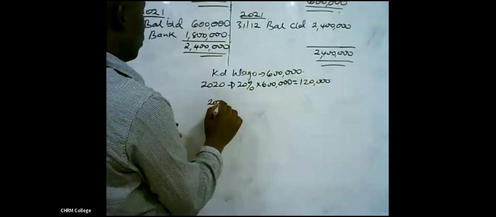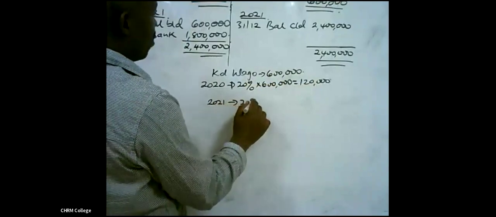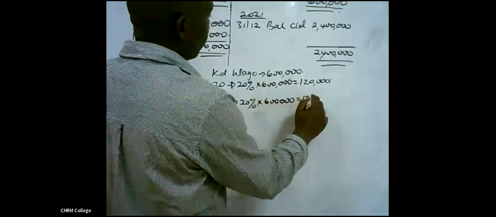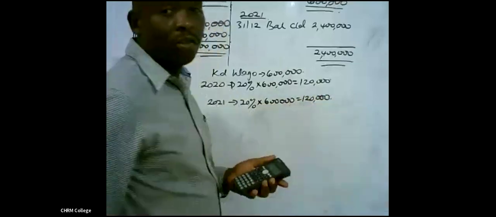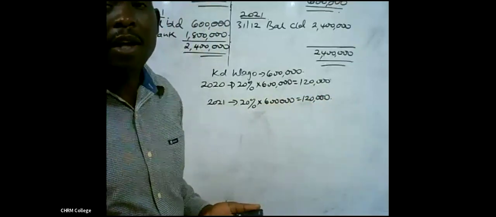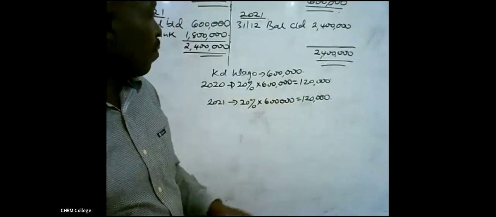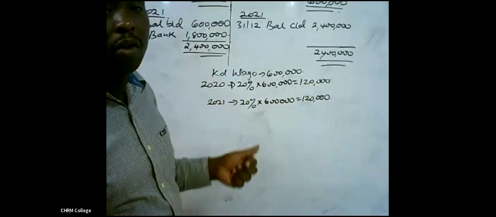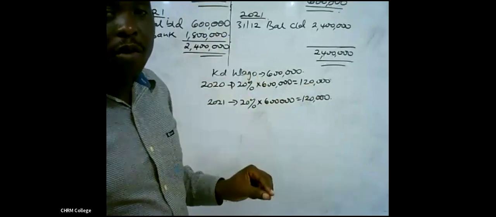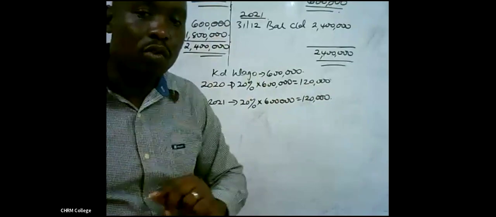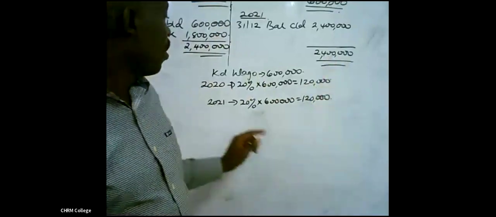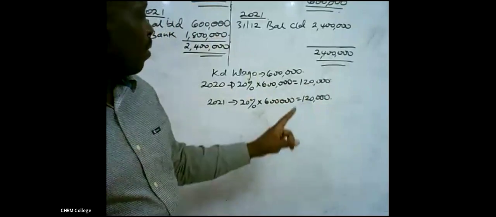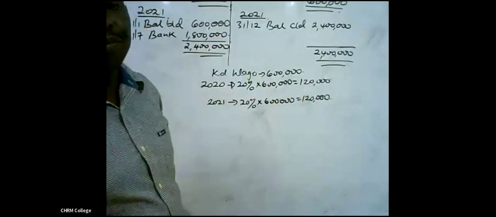In the year 2021, its depreciation still remains 20% times what? 600,000. 120,000. When depreciation is on cost, it is under straight line method. So the depreciation is normally constant. And this motor vehicle, KB wagon, was acquired on 1st of January 2020. So it was used the whole of the year 2020. Then the year 2021, it was also used the whole of that year. So the depreciation is 120, 150.